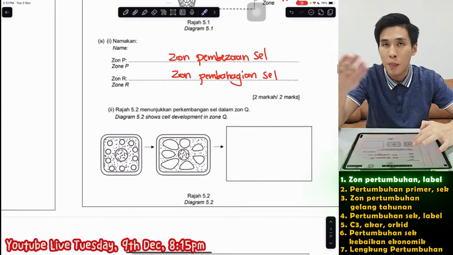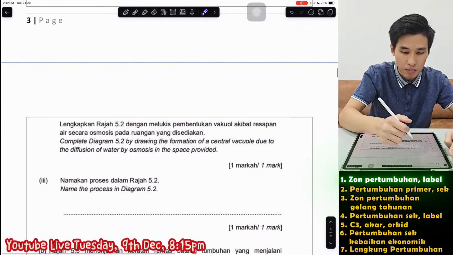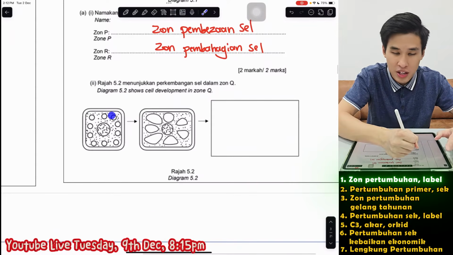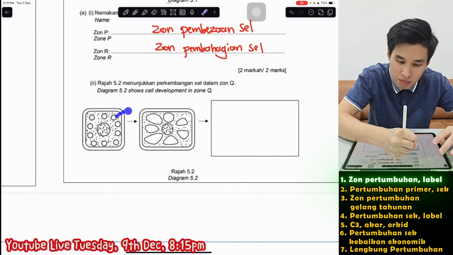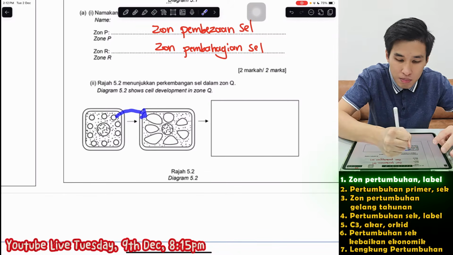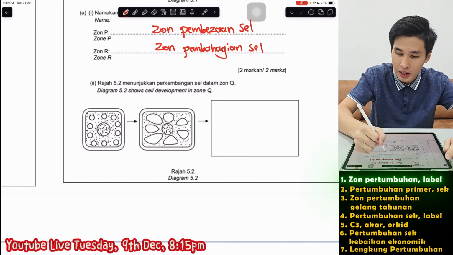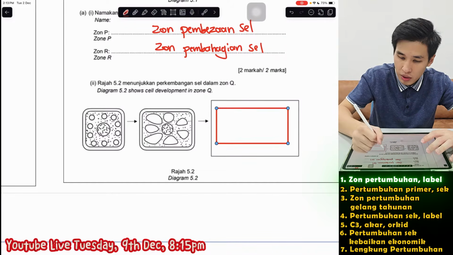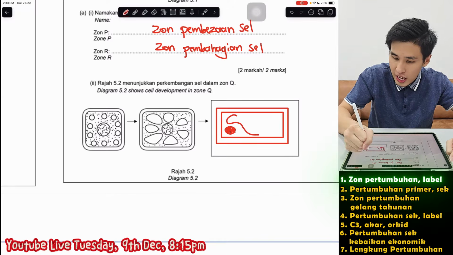So the next question they're asking about pemvakuolan this thing already. So they ask us to here melukis pembentukan vakuol. So you can see what happened is vakuol dia akan menyerap air melalui osmosis. So vakuol kecil menjadi besar. Then this vakuol dia akan bercantum menjadi satu vakuol yang besar seperti kita lihat dalam sel yang biasa lah. So dinding sel first, draw the dinding sel. This one rectangle, 2 rectangle. Then nukleus sel, then vakuol hanya ada satu besar.